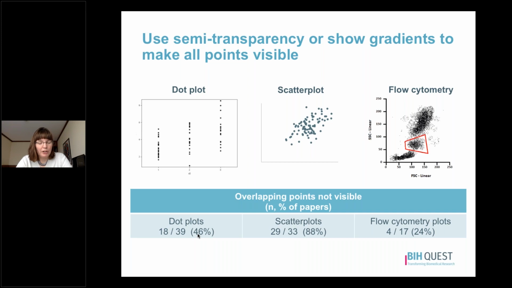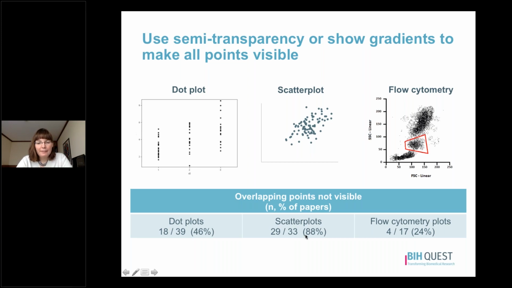When we looked at this phenomenon, we were looking at a sample of papers published in the top 25% of peripheral vascular disease journals in 2018. Amongst papers that had dot plots, we found that 46% of them had this problem. The data points were in a single line. This is actually called a strip plot and not spread out, and therefore we couldn't really see overlapping points.